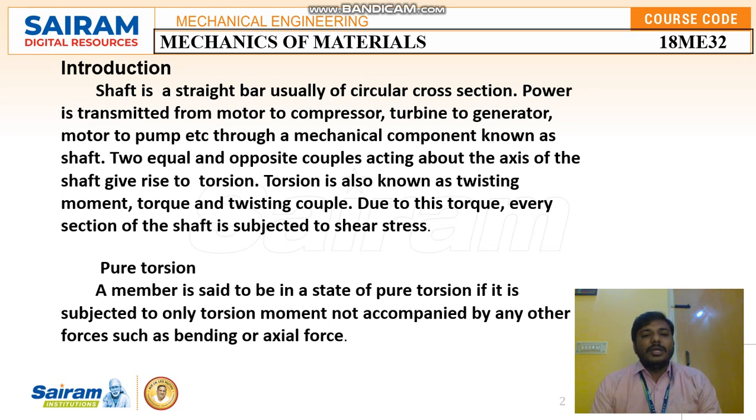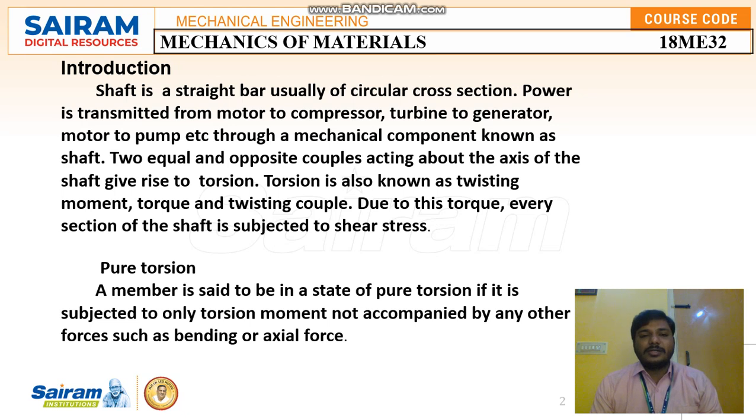Next, two equal and opposite couples acting about the axis give rise to torsion. Till now we have discussed the function of a shaft. Now we're going to discuss how the torsion will be generated. Whenever we consider two equal and opposite couples acting about the axis, the shaft will generate torsion at that particular point.